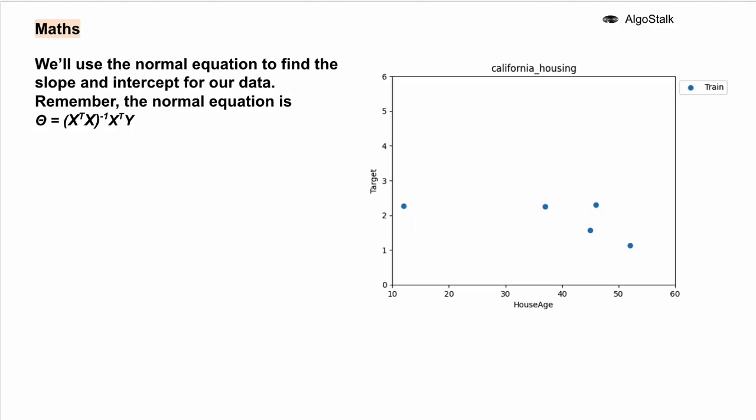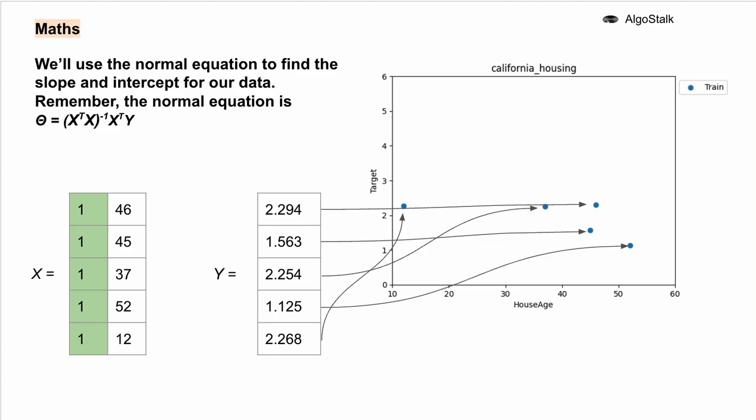Now that we have completed the derivation, it's time to put it into practice with a real example. We'll use the normal equation to find the slope and intercept of our data. Remember the normal equation? We also have a graph with 5 data points and we have set up our matrices X and y.